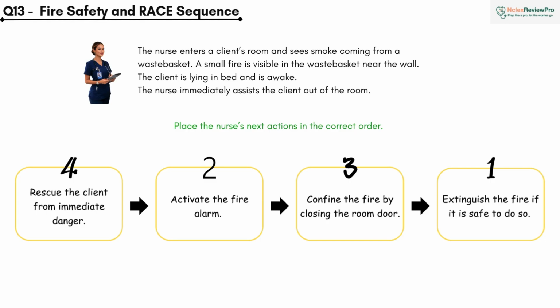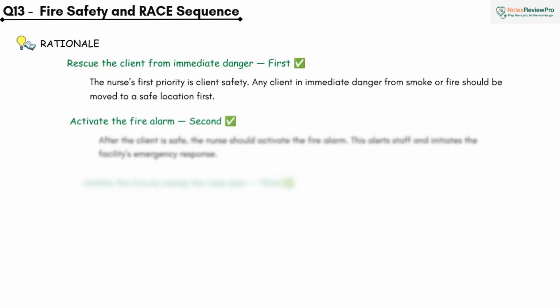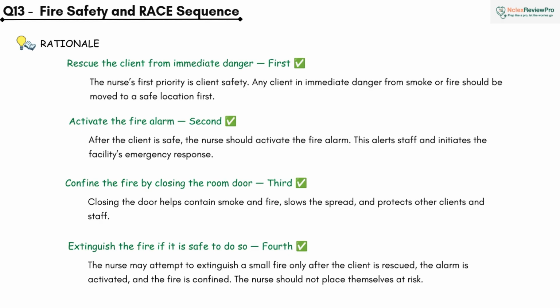This follows the fire safety acronym RACE. R means rescue, A means alarm, C means confine, and E means extinguish, if safe. The first action is to rescue the client from immediate danger. Client safety comes first. Any client in immediate danger from smoke or fire should be moved to a safe location before anything else. The second action is to activate the fire alarm. After the client is safe, the nurse activates the alarm. This alerts staff and starts the facility's emergency response.